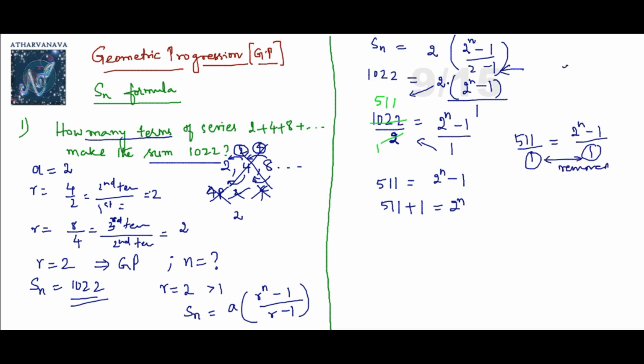See, a by 1. Imagine you must have learnt rational numbers. A by 1 is a itself. 5 by 1 is 5 itself. Similarly, 511 by 1 will be 511 only, and (2 power n minus 1) by 1 will be 2 power n minus 1 itself. That's how I wrote here.